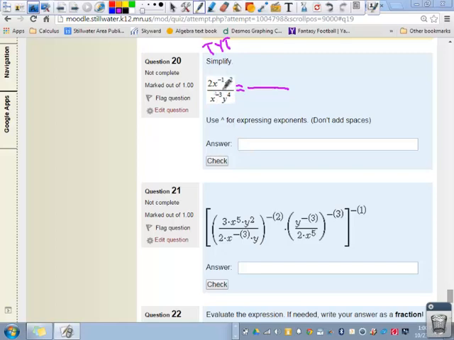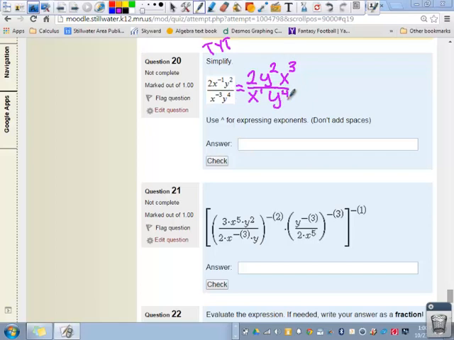Bring things from the top to the bottom and the bottom to the top. So can I bring this 2 to the bottom? Nope. It doesn't have a negative exponent, so it stays up there. What about this x to negative 1? You bet I can. It becomes x to the positive 1. This y squared stays on top because it doesn't have a negative exponent. This x to the negative 3 goes to the top and becomes a positive exponent, and this y to the 4 goes to the bottom.